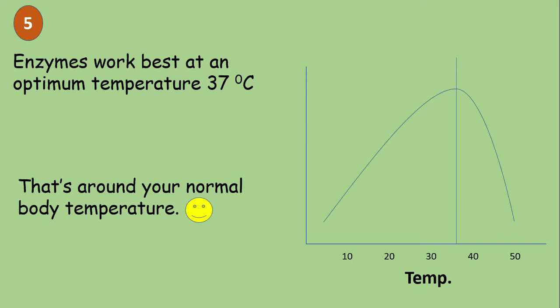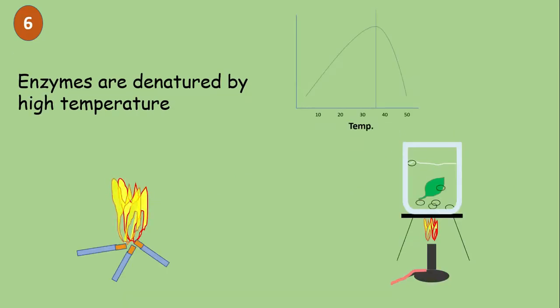So here we move again. Enzymes work best at a specific temperature, or around a specific temperature called the optimum temperature. For humans, it's about 37 degrees Celsius. Interesting here, enzymes are denatured by high temperature. It's important to note that enzymes are not killed, because enzymes are not organisms.